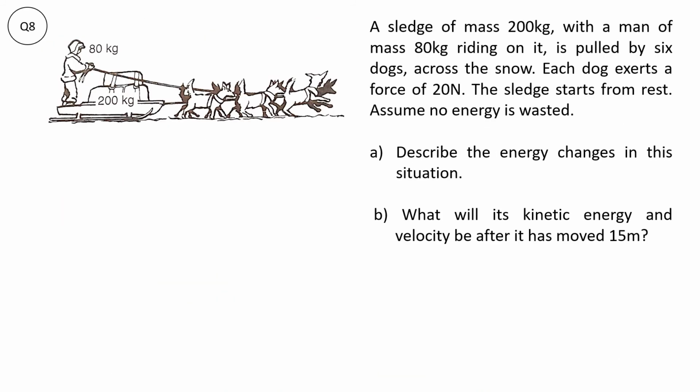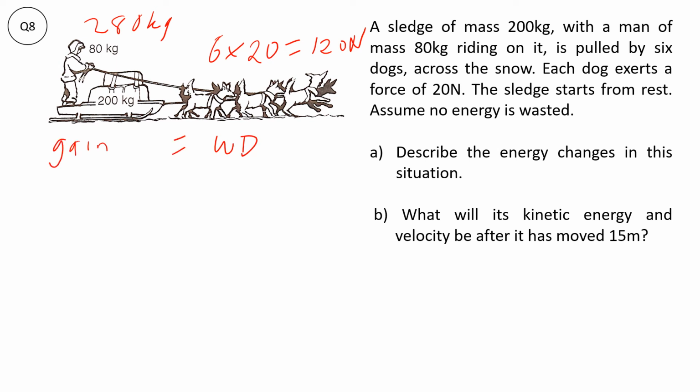Question 8. A sledge of mass 200 kg with a man of mass 80 kg on the back of it is pulled by 6 dogs. Each dog exerts a force of 20 newtons. 6 dogs, so 6 times 20, 120 newtons altogether, and the total mass here is 280 kg. The work done here by the dogs equals the gain in KE of the sledge.